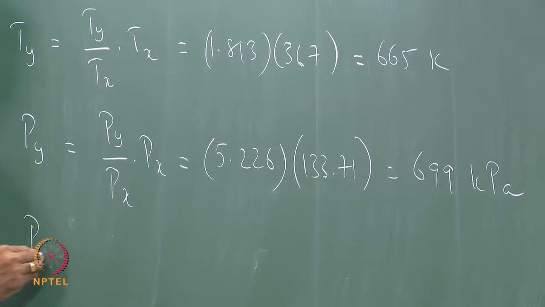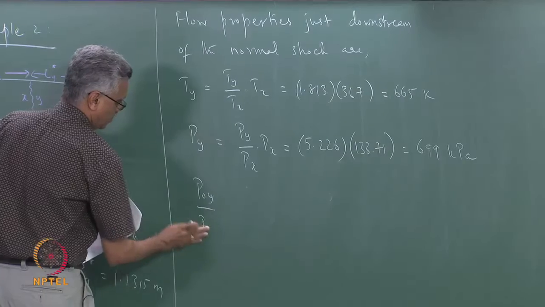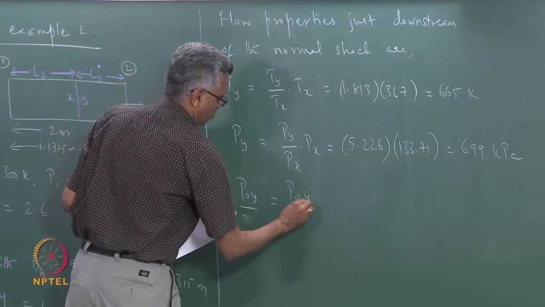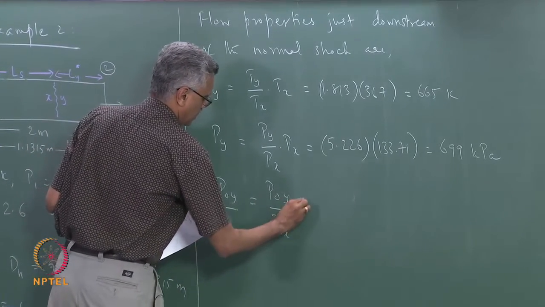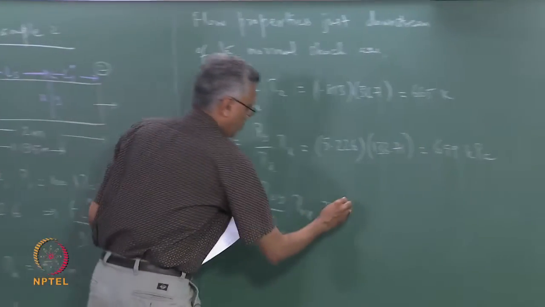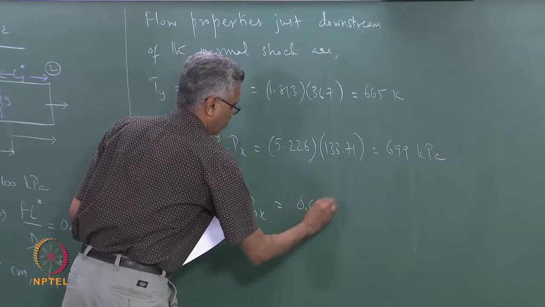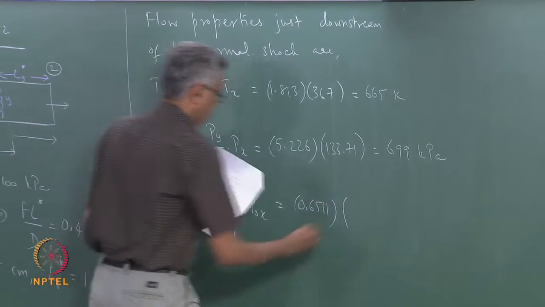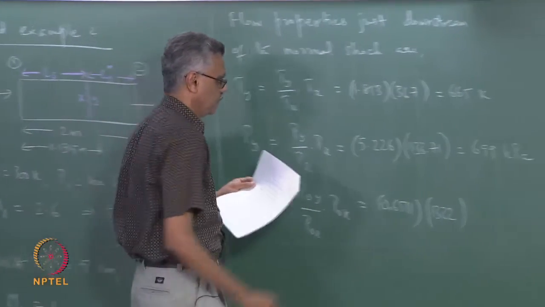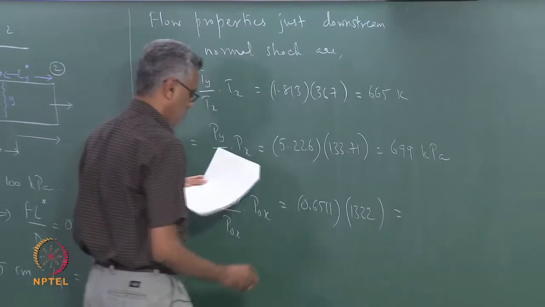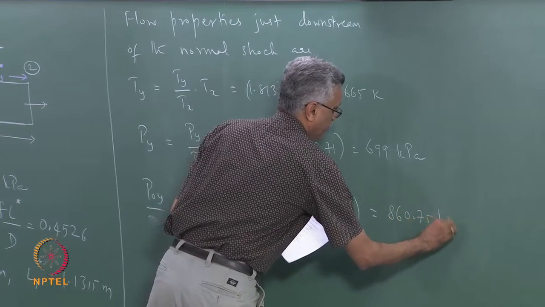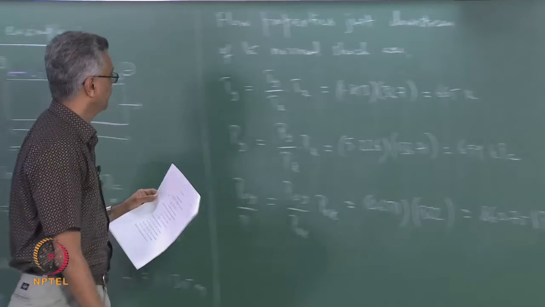and P0y is equal to P0y over P0x times P0x. So, 0.6511 times 1322, and that is equal to 860.75 kilopascal.